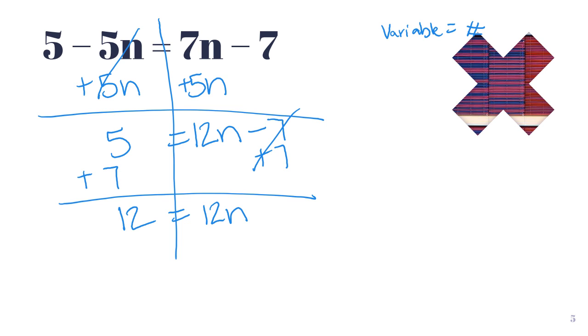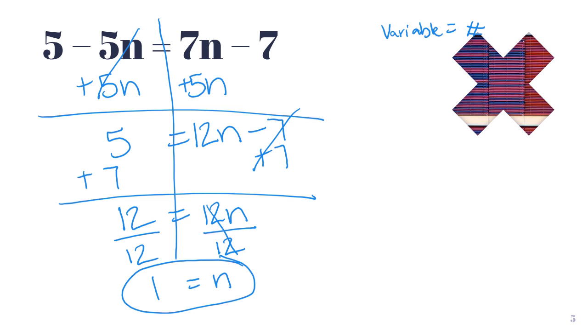12. Now, I need to get n by itself. I am multiplying right now. So I'm going to start by dividing by 12. What is 12 divided by 12? 1. So n is going to equal 1. Check it and make sure you agree.